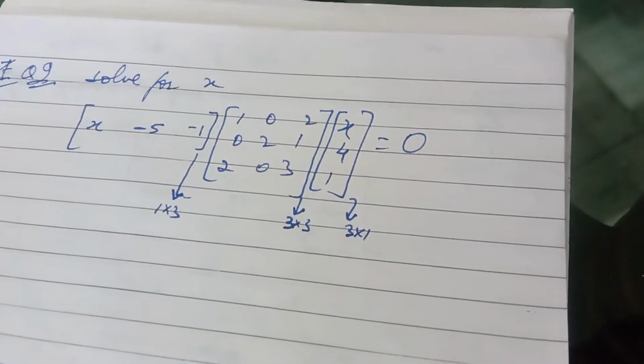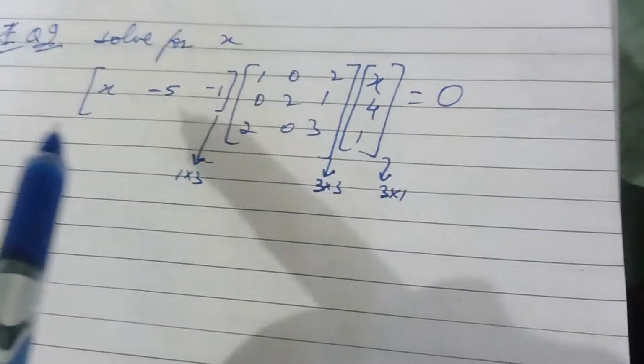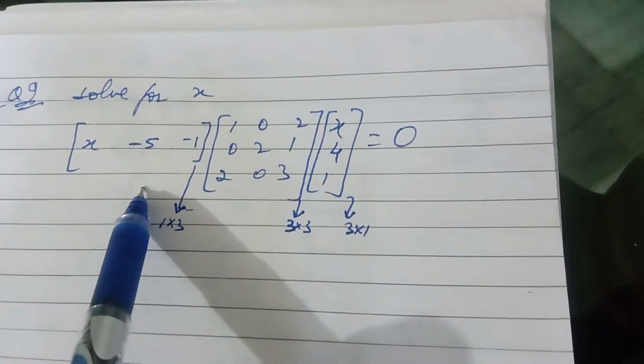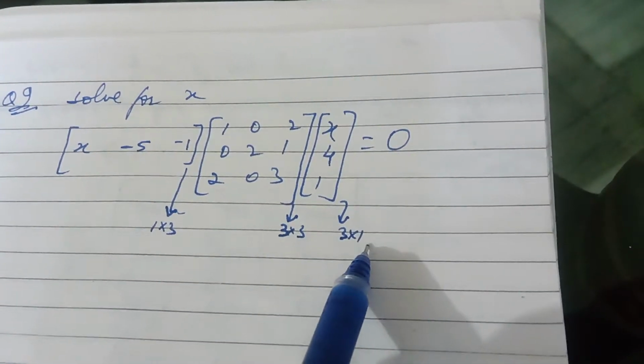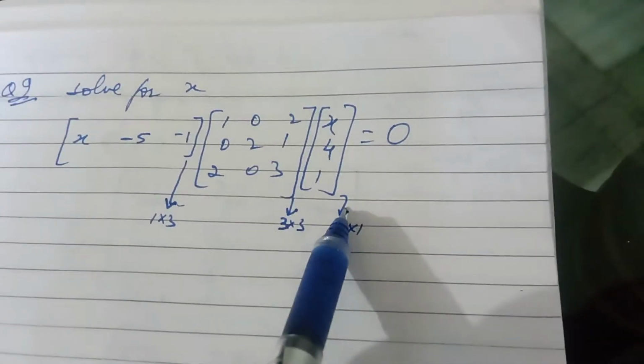Let's take up some interesting questions from the miscellaneous exercise. Like this is a question here. He has given us the product of three matrices equal to 0. The first matrix is of the order 1 by 3. The second one is of 3 by 3. Third one is of 3 by 1. And as we know that the product of matrices is associative.